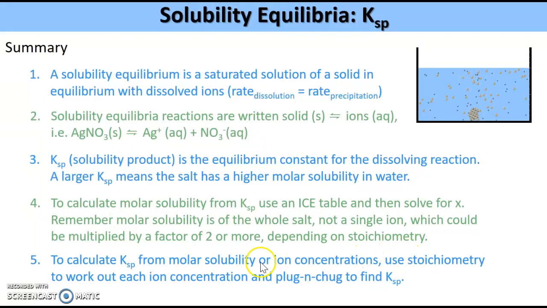And finally, the last one we did was finding KSP. If you're given ion concentrations or solubility, just use the mole ratios and plug and chug.